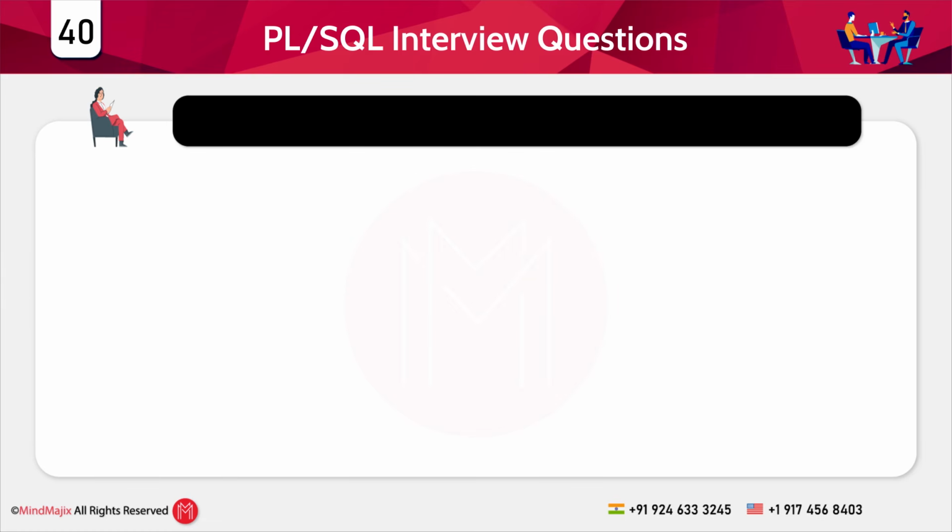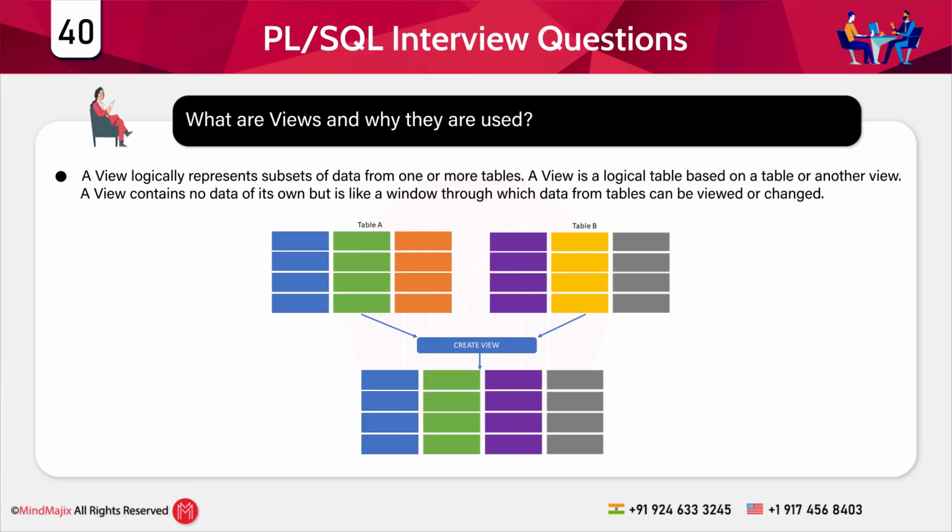Guys, the next question is a very important question as far as PLSQL developer questions are concerned. The question says, what are views and why are they used? A view logically represents subsets of data from one or more tables, and a view is a logical table based on a table or another view. A view contains no data of its own, but is like a window through which data from tables can be viewed or changed. The tables on which a view is based are called base tables, and the view is stored as a select statement in the data dictionary. View definitions can be retrieved from the data dictionary table, which is known as USER_VIEWS.